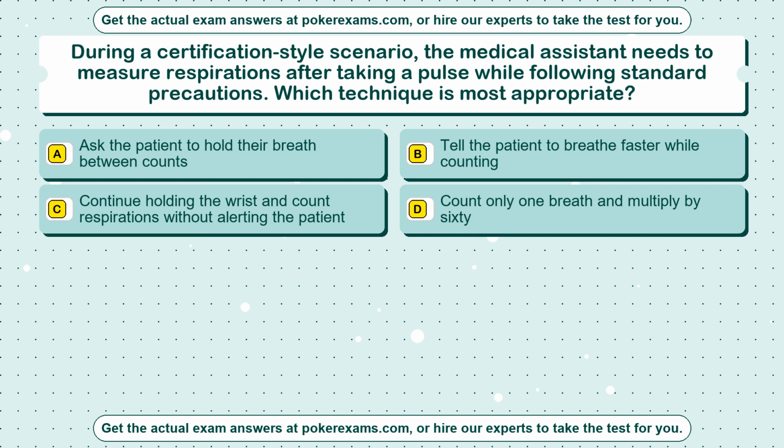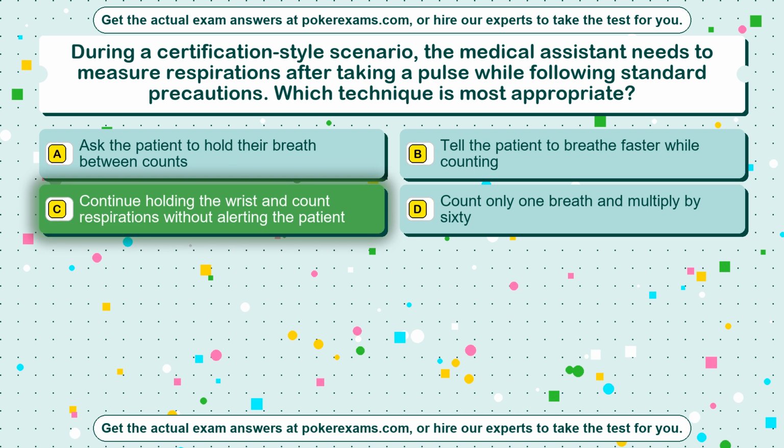Question 98. During a certification-style scenario, the medical assistant needs to measure respirations after taking a pulse while following standard precautions. Which technique is most appropriate? Option A, ask the patient to hold their breath between counts. Option B, tell the patient to breathe faster while counting. Option C, continue holding the wrist and count respirations without alerting the patient. Option D, count only one breath and multiply by 60.